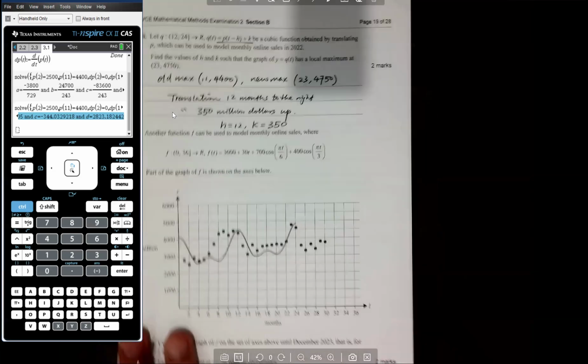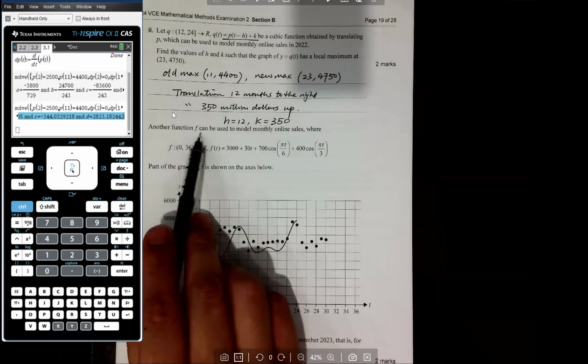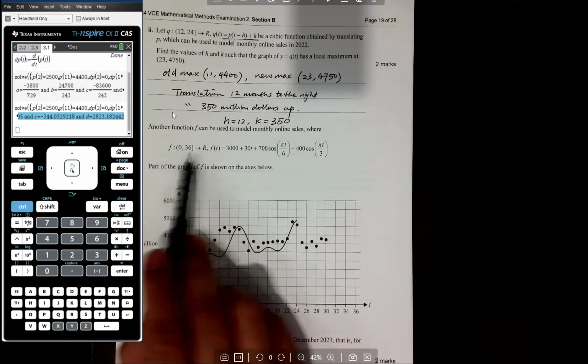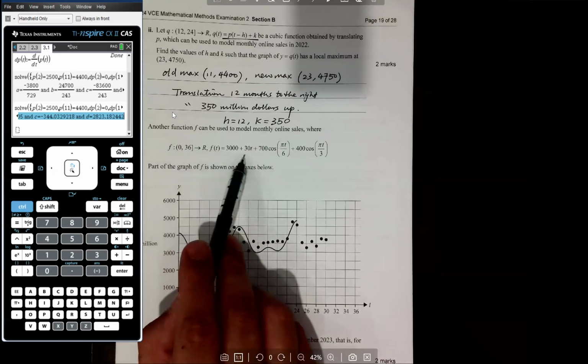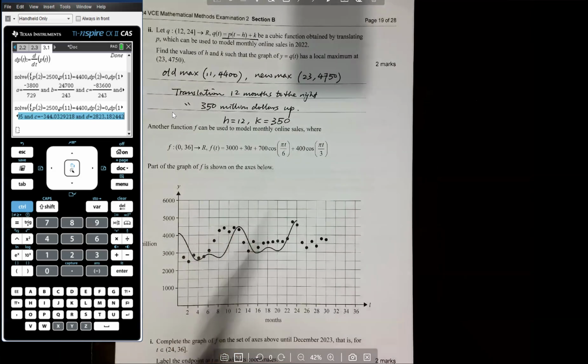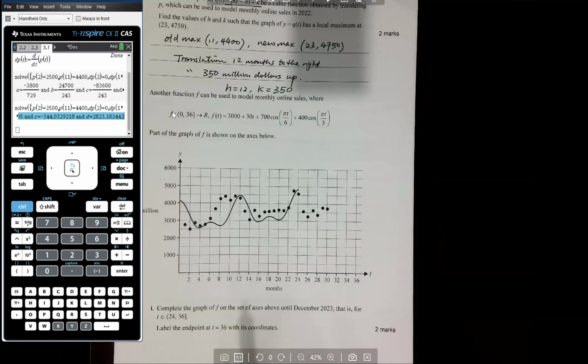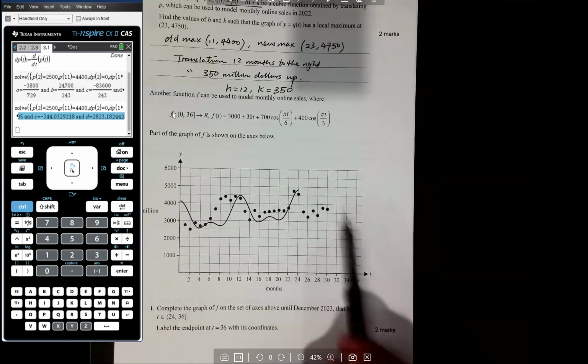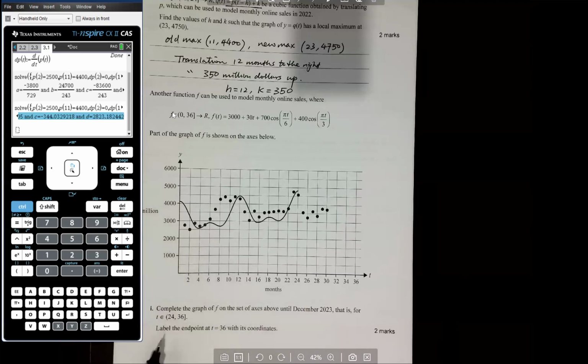And then from part B, another function f can be used to model monthly online sales where t is between 0 to 36. F of t is 3,000 plus 30t plus 700 cosine something plus 400 cosine something. And a part of the graph is shown below. We would like to complete the graph of f on the set of axes above until December 2023. That is for t belongs to 24 to 36, which means I'm going to start from here and draw another pattern, okay? Label the endpoint at t equals 36 with its coordinates.